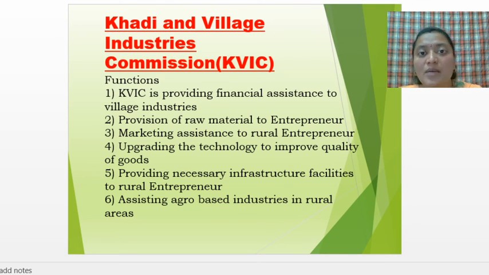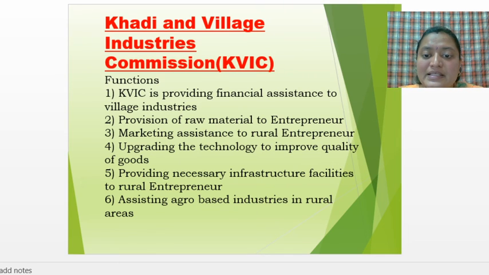The next one, upgrading the technology to improve quality of goods. What do you understand by upgrading? Upgrading means improving. Improving the technology to improve quality of goods. When the technology is upgraded or improved, then the quality of goods will be improved. So on what basis can they upgrade or improve the technology?